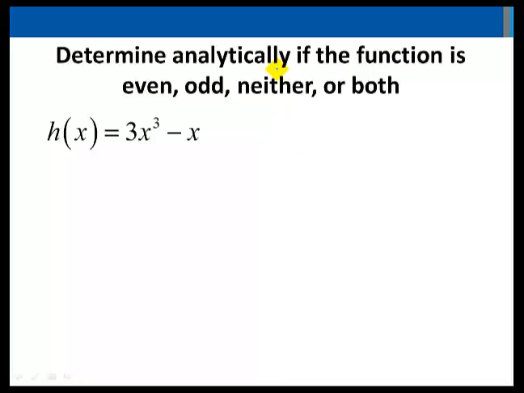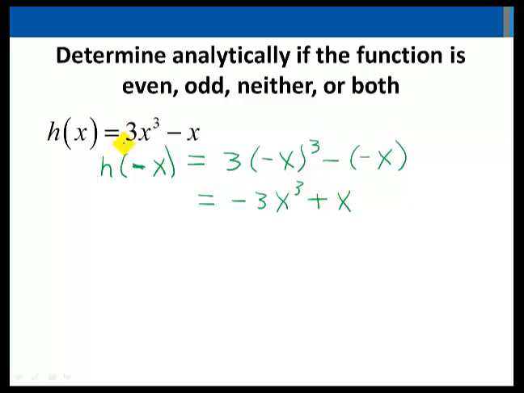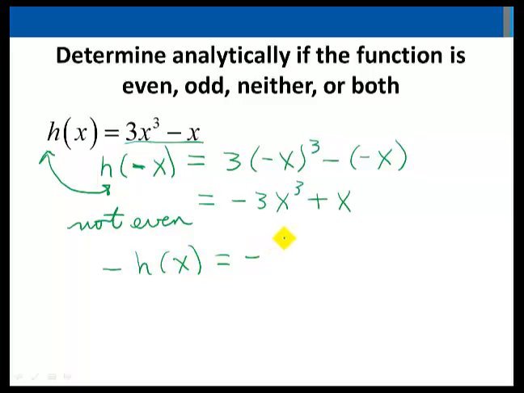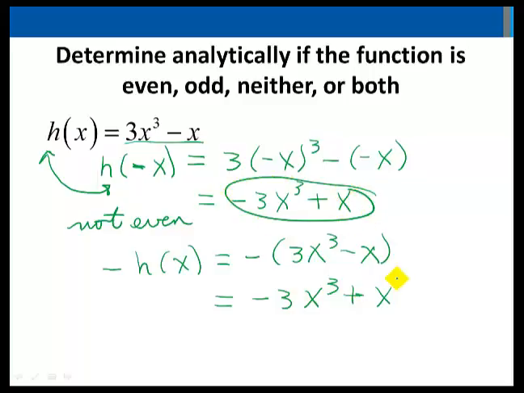Okay. H of x equals 3x cubed minus x. Again, we'll begin by finding h of negative x. That would give me 3 times negative x cubed minus negative x. This simplifies to negative 3x cubed plus x, not equivalent to h of x. So h of x is not equal to h of negative x. This function is not even. The next step would be to find negative h of x, which is the negative of 3x cubed minus x. It simplifies to become negative 3x cubed plus x. And here we see that h of negative x is equal to negative h of x. And so this would be an example of an odd function.